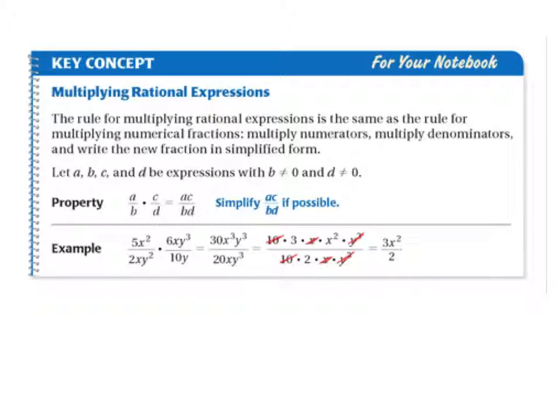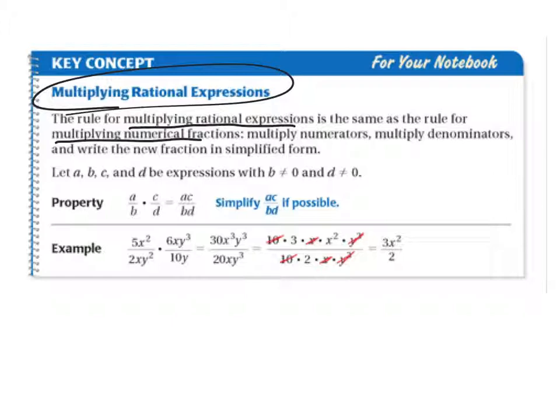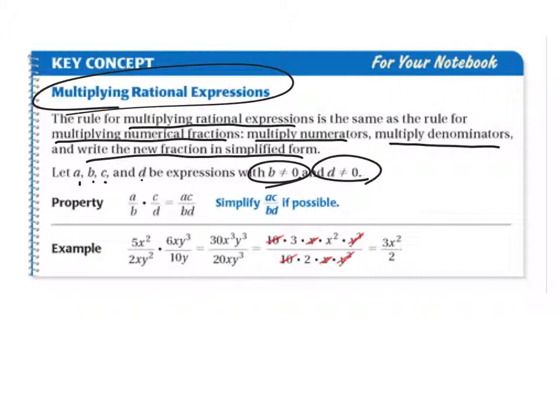So now we're going to multiply rational expressions. The rule for multiplying rational expressions is the same as the rule for multiplying numerical fractions. You multiply across the numerator, and then you multiply across the denominator, and write a new fraction in simplified form. So here I have A, B, C, and D, their expressions. B can't be 0 and D can't be 0 because I've got A over B times C over D. I just multiply across the top and get AC, multiply across the bottom, BD. And then I have to simplify if possible.